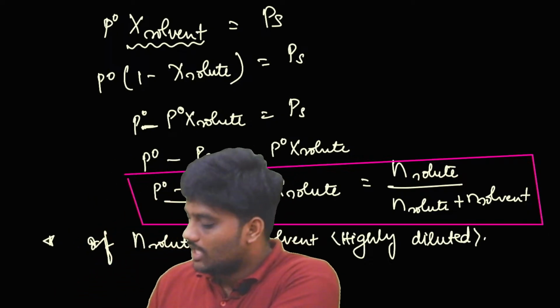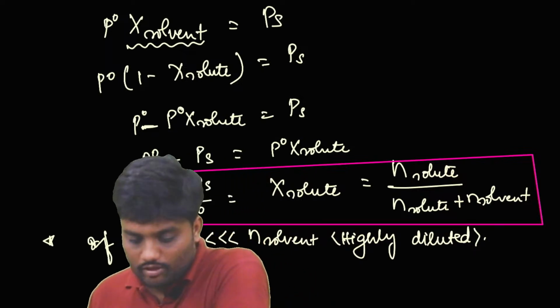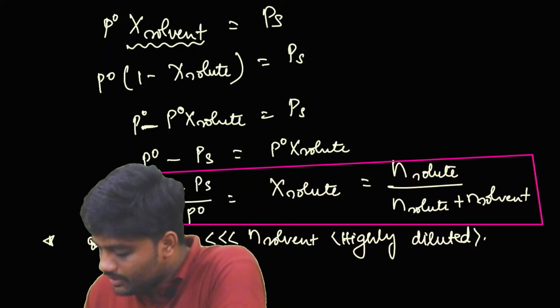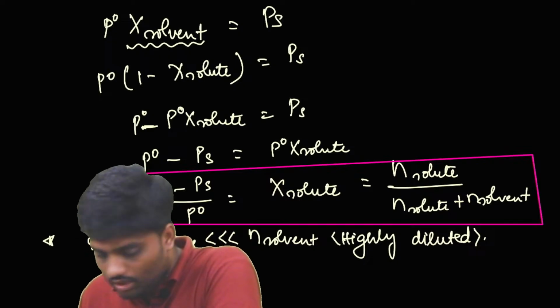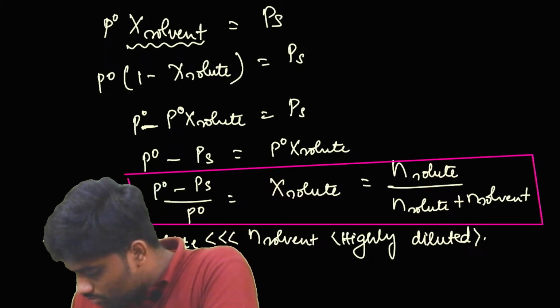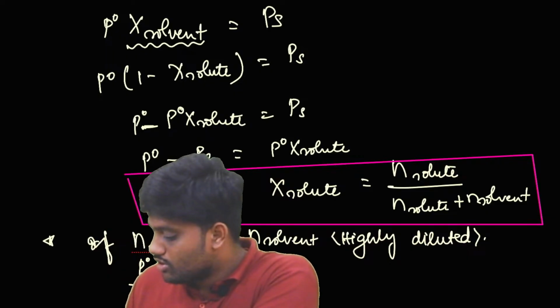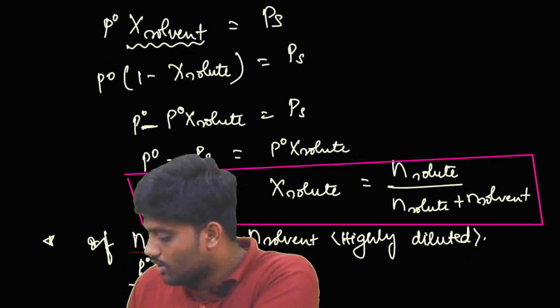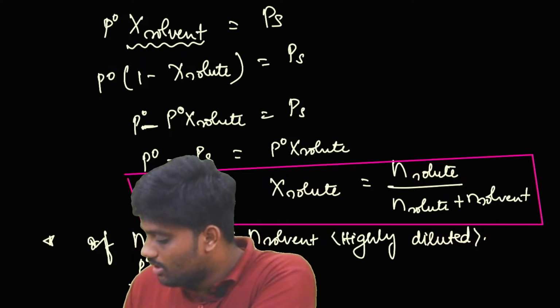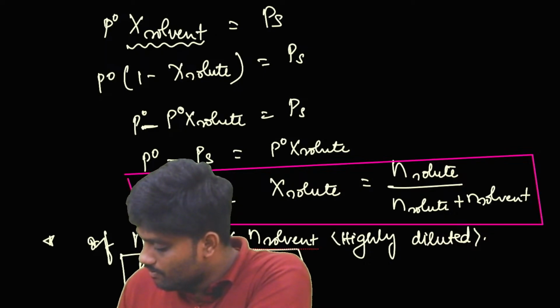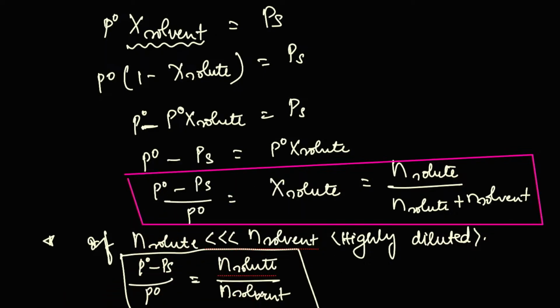In that case you will get the formula: P naught minus Ps upon P naught is equal to moles of the solute upon moles of the solvent, because the solute is negligible. Write down. Please write down. That case is very important.